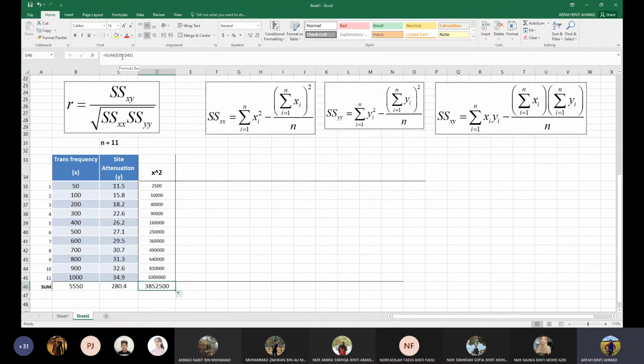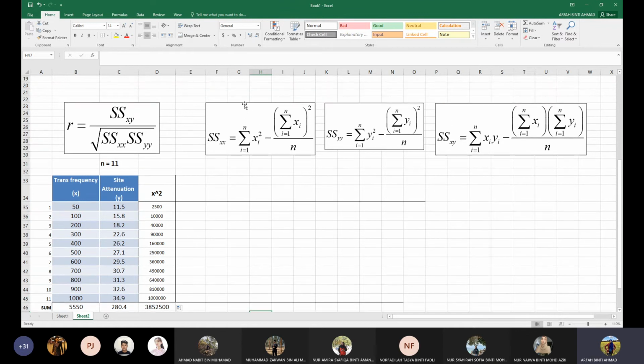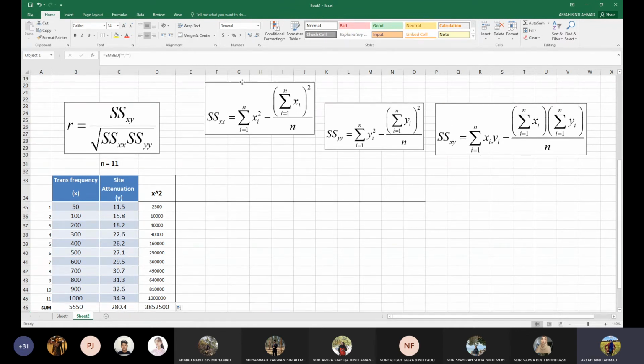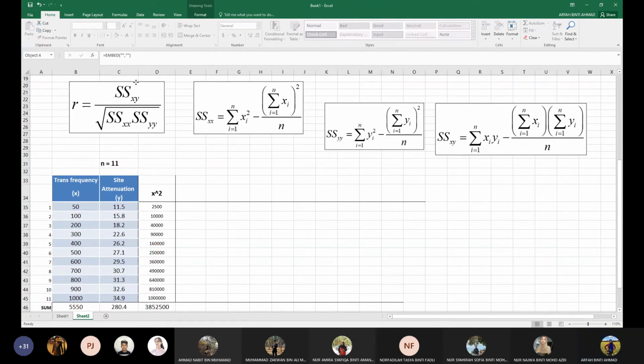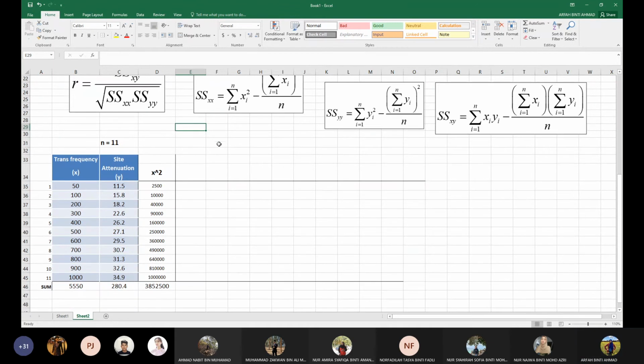So yang ini dia dah kira. Summation D35 sampai D45. Okay. Summation for this one. Drag aja awak akan dapat nilai tu. And then kita nak kira nilai untuk SSXX. Okay. So masukkan dalam formula SSXX akan sama dengan this one.